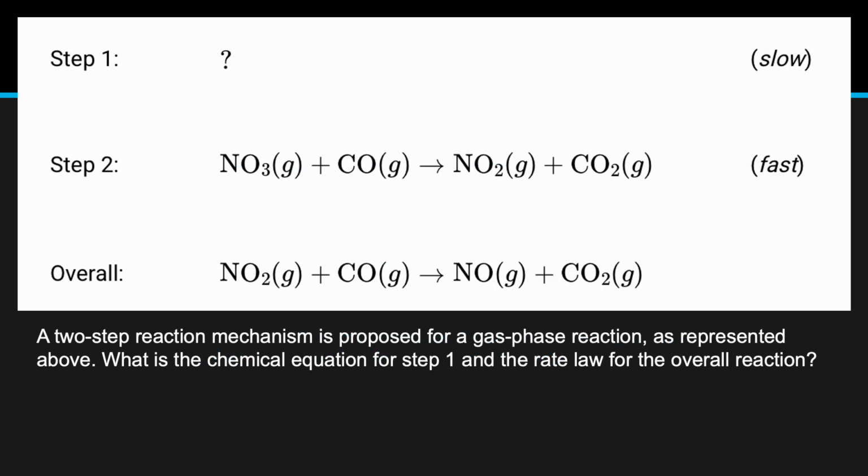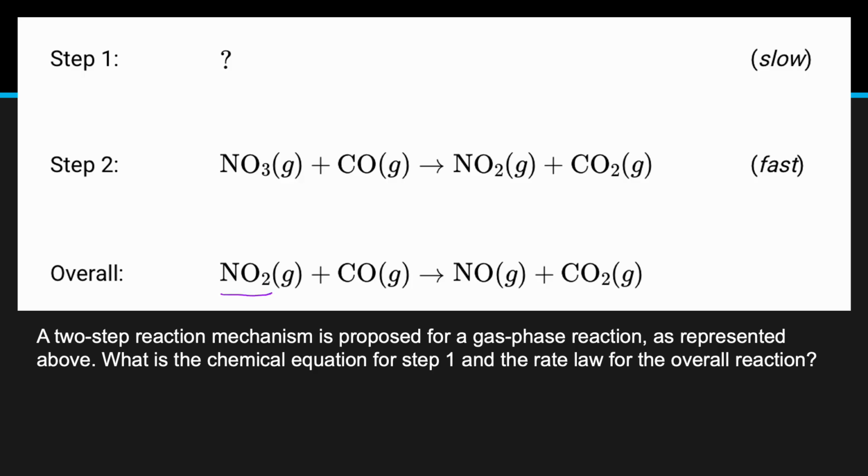A two-step reaction mechanism is proposed for a gas phase reaction as represented above. What is the chemical equation for step 1 and the rate law for the overall reaction? So in order to get step 1, I'm going to be looking at step 2 and the overall reaction to see what cancels out to give me a clue at what's in step 1. So I'm going to go ahead and start off with my overall reaction.